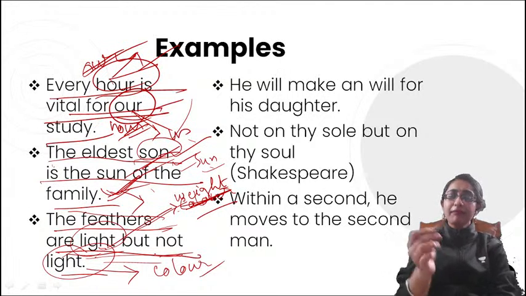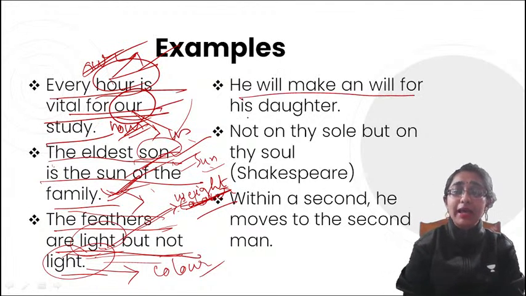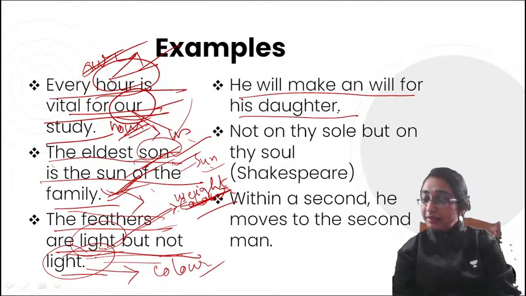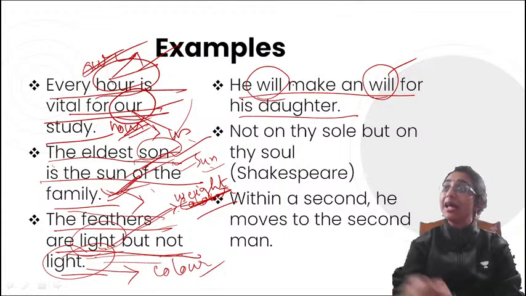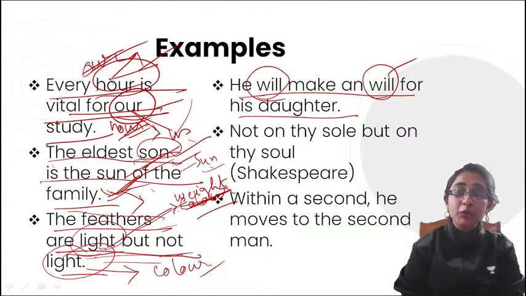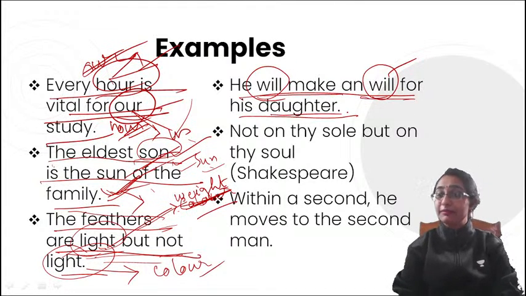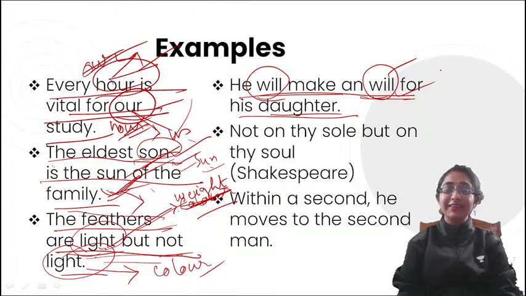Now, he will make a will for his daughter. Another important pun. He will make a will. Here, will means legal document, and this will is actually the word shall, will, right? So, he will make a will for his daughter. Again, pun. Very interesting, right?